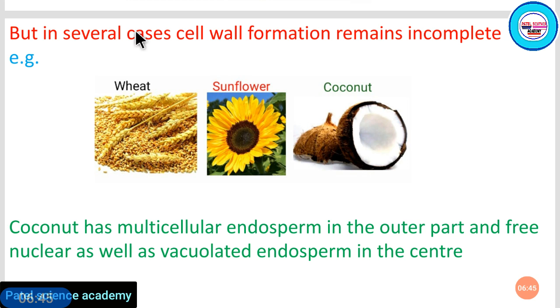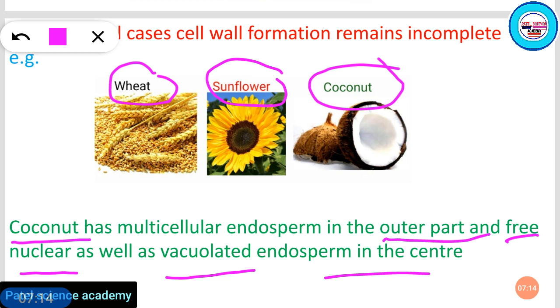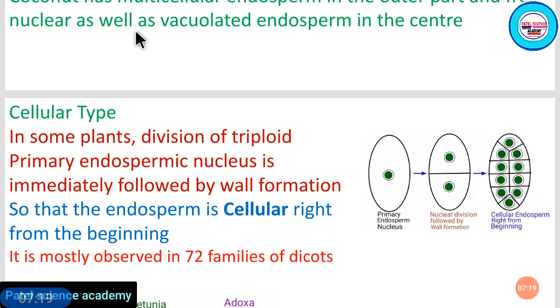nuclear endosperm. Actually, in several plants cell wall formation remains incomplete. For example, in wheat, in sunflower, in coconut. These are the examples of nuclear endosperm in which the formation of the cell wall remains incomplete. So in the coconut, the multicellular endosperm is in the outer part, and free nuclear as well as vacuolated endosperm in the center is developed. So these are examples of this free nuclear type.